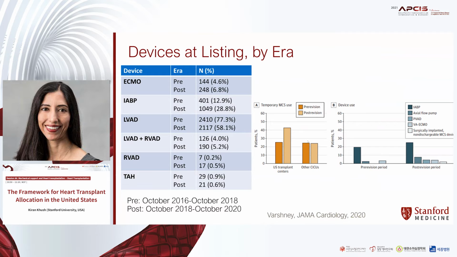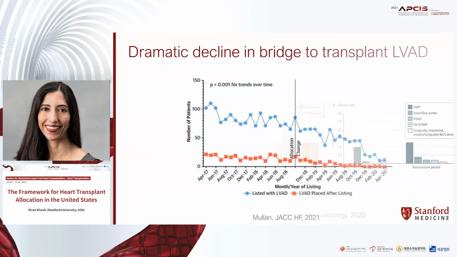This is shown here, showing that the use of temporary MCS in general cardiac ICUs has not changed much over time, but it significantly increased at transplant centers, specifically for balloon pumps. And similarly, we've seen very dramatic decreases in the use of durable LVADs as a bridge to transplantation. Certainly at Stanford, which is my center, we do very few bridge to transplant LVADs these days. Our patients mainly go straight to transplant, or they may go to bridge to eligibility LVADs or destination therapy LVADs.